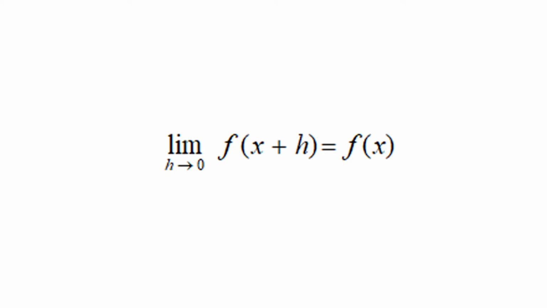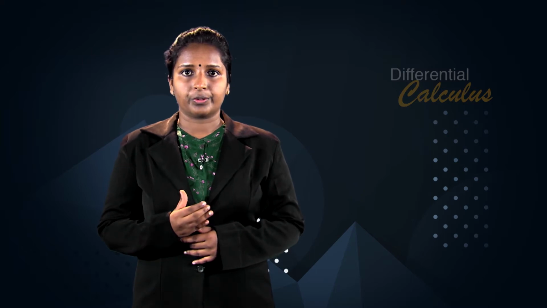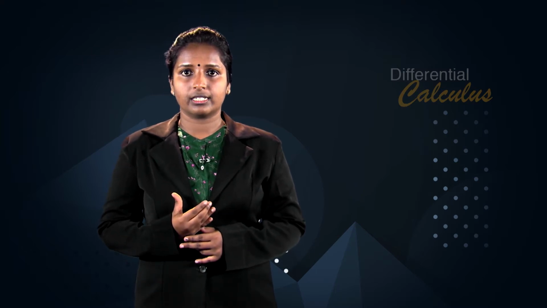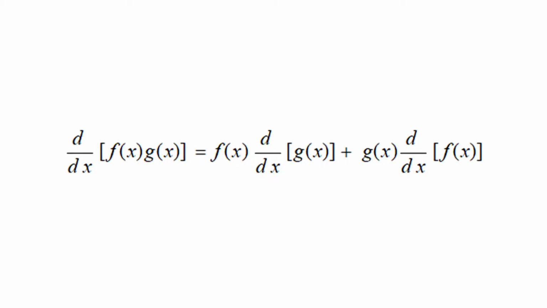Now, the limit of f(x+h) as h approaches 0 is f(x), because f, being differentiable at x, is continuous at x. The two fractions approach the values of dg/dx at x and df/dx at x. In short, d/dx of f(x)·g(x) equals f(x) times d/dx of g(x) plus g(x) times d/dx of f(x).